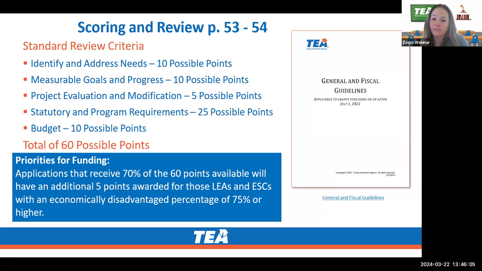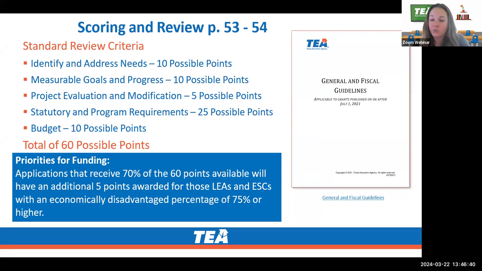There's 10 possible points that can be awarded from your grant application for this. Number 2 is going to be your measurable goals and progress. That's going to be 10 possible points. Your project evaluation and modification, that's going to be 5 possible points. Statutory and program requirements, this is the biggest part of it. It's 25 possible points. Your budget is 10 possible points. So really aligning your budget to your program activities and how you're going to be implementing your program is important. There is a total of 60 possible points.